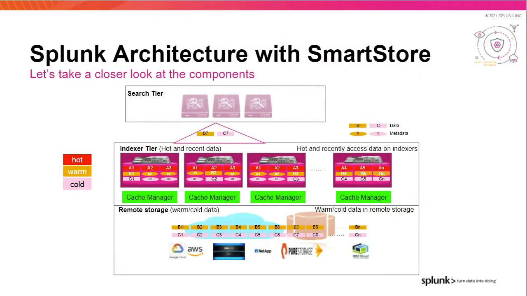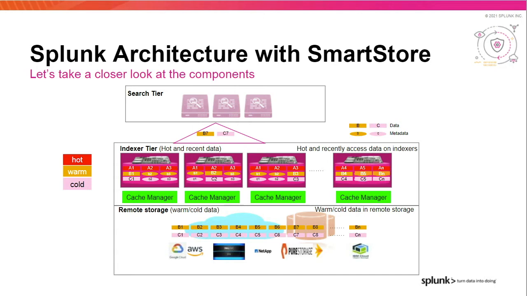Let's take a closer look at the SmartStore components. There is a search tier, and then there's the index tier with the local storage, and there's a new additional tier called the remote storage. The buckets here are represented in rectangle boxes, and the corresponding metadata is represented in oval boxes. As you can see here, the key difference is the cache manager in the green box on each indexer. The cache manager on the indexer is central to the SmartStore data flow.